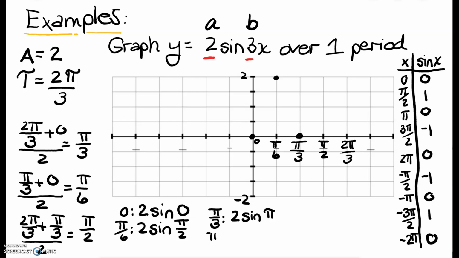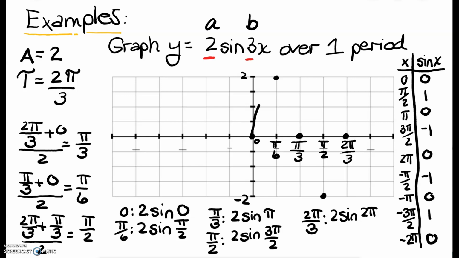When I plug in pi over 2, I get 2 times the sine of 3 pi over 2. And the sine of 3 pi over 2 is -1, so 2 times -1 is down at -2. And then when I plug in 2 pi over 3, I get 2 times the sine of 2 pi. And I know the sine of 2 pi is 0, so 2 times 0 is 0. And the instructions here were just to graph it over one period, and that's what I'm going to do.